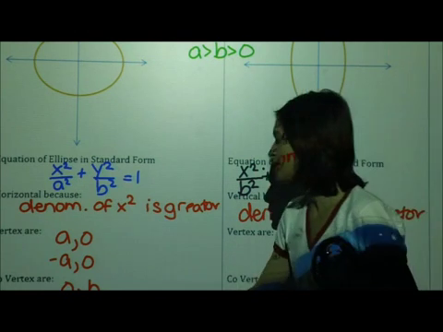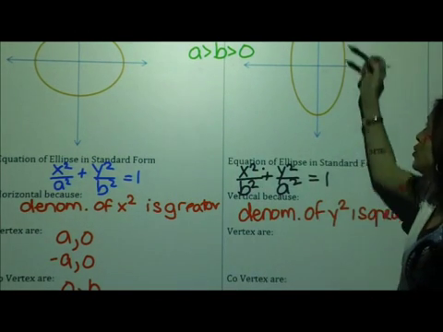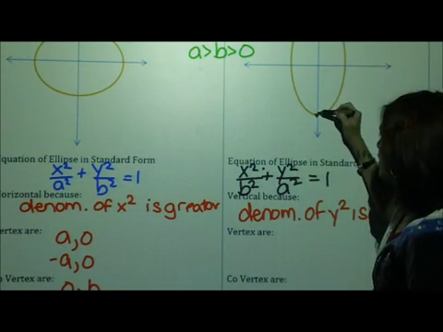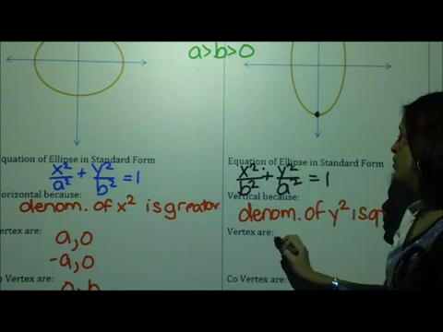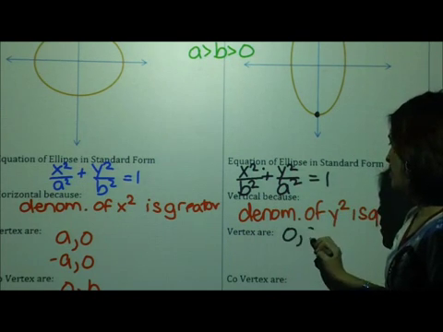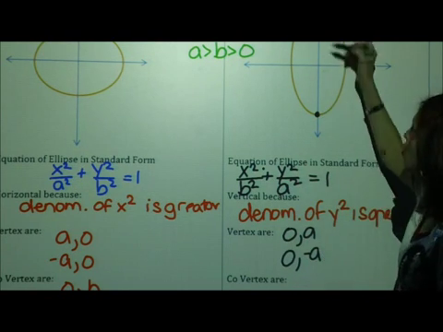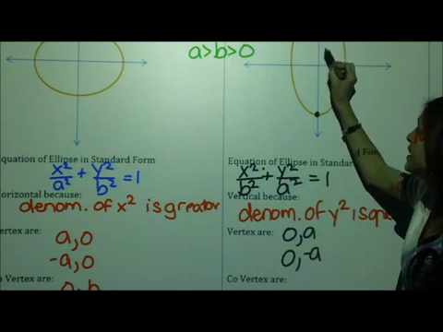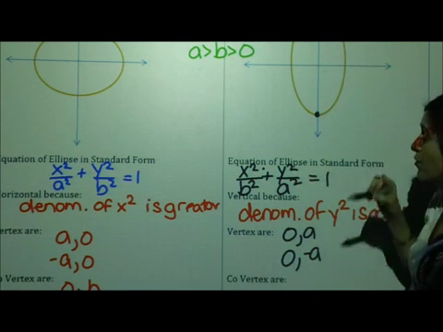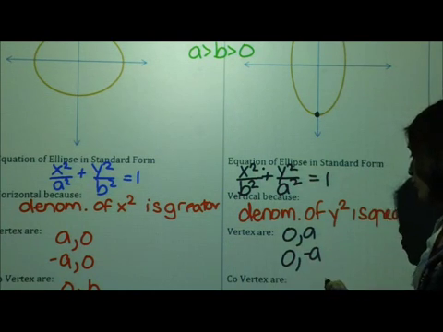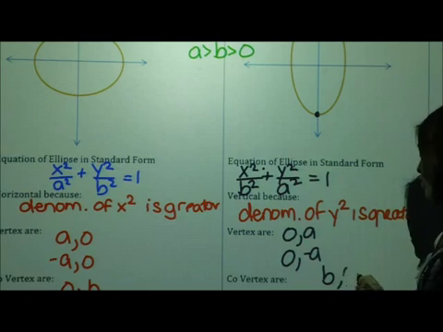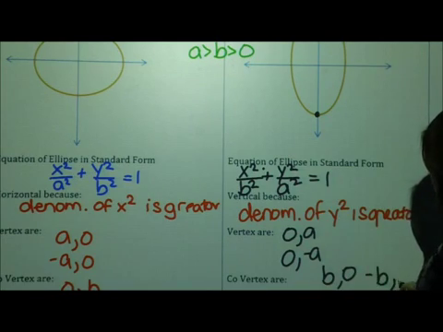The vertex is going to slightly change now. So these are going to be my vertices. Those points are going to be (0, a) and (0, -a), because think of the coordinate points at these points. That's where x is 0, and then y would have a value. The co-vertices are then going to be at (b, 0) and (-b, 0).